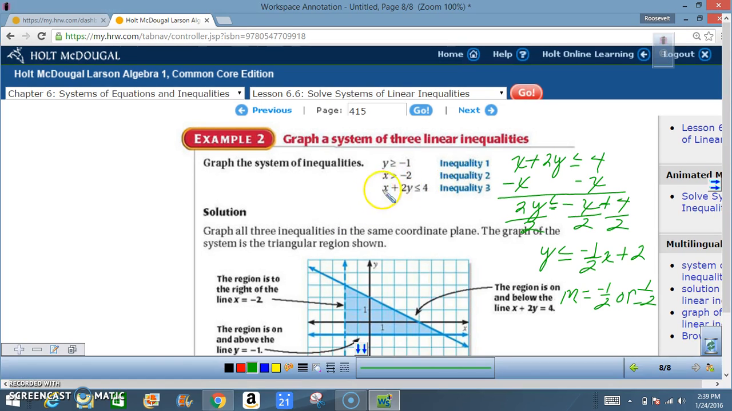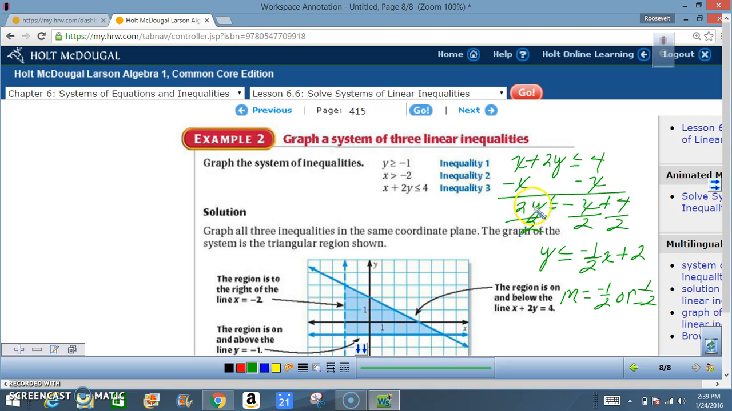Okay, for our last equation, we had to solve and put it in y equals mx plus b form. So once again, we had to solve for y. How do we do that? X plus 2y less than or equal to 4. Trying to get the y by itself, x got to go. What's the inverse of a positive x? Negative x. What I do to one side, I got to do it to the other. X is canceled out. I end up with 2y is less than or equal to negative x plus 4.